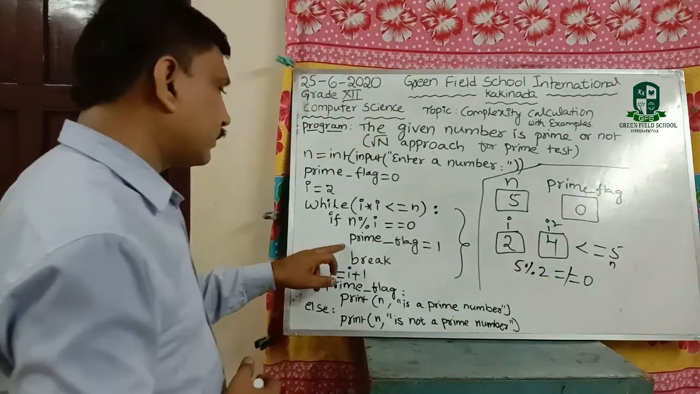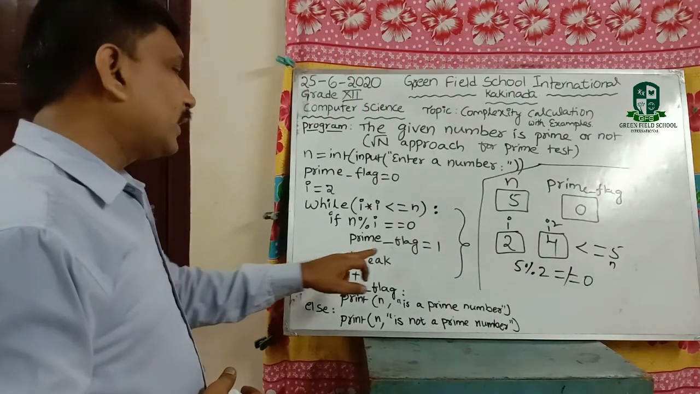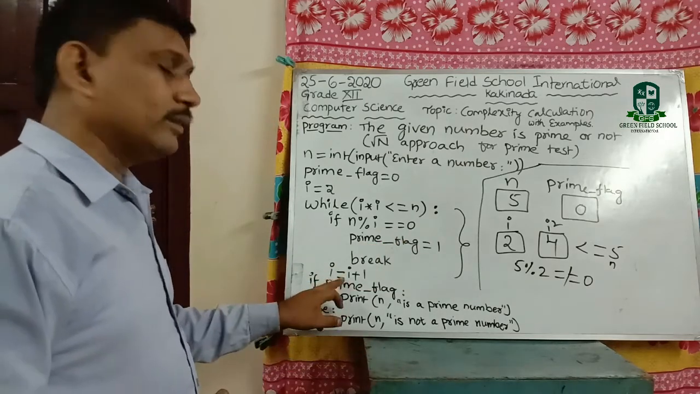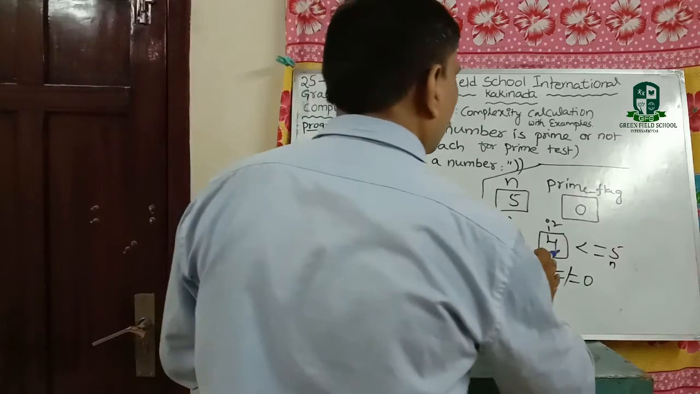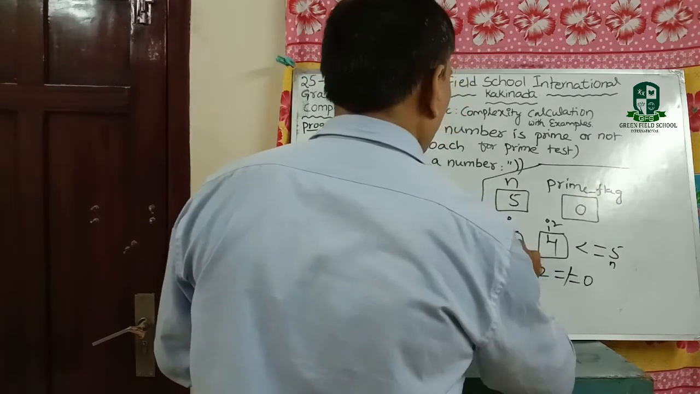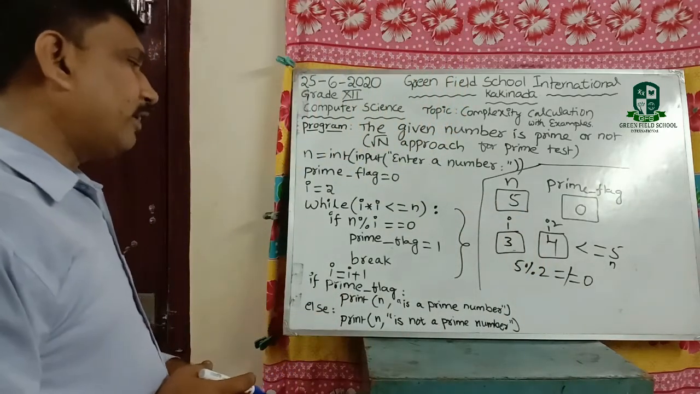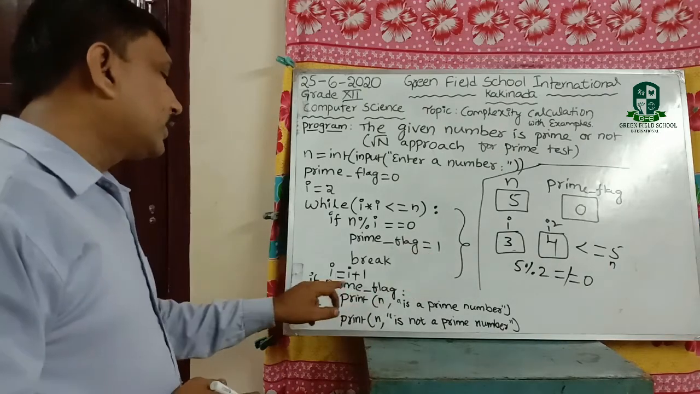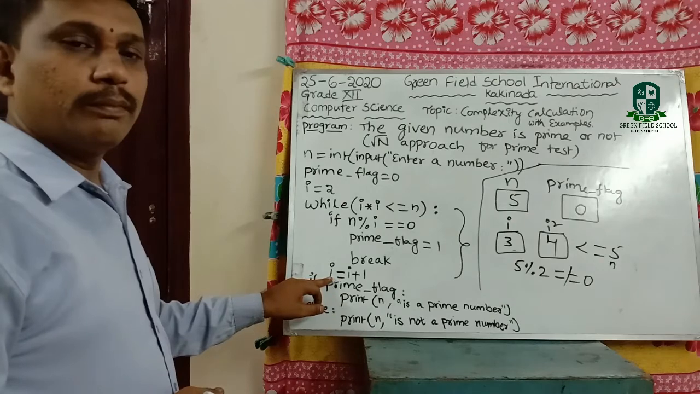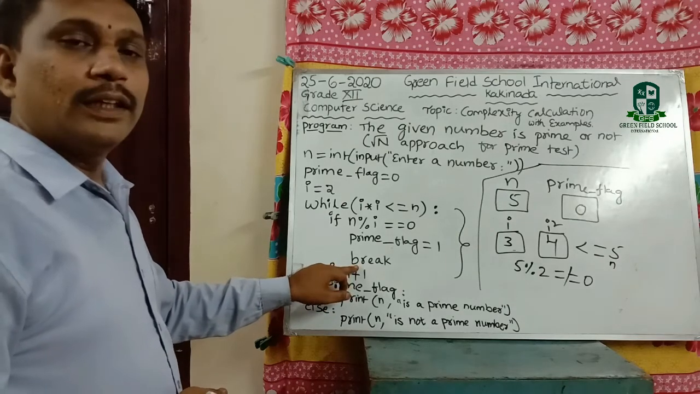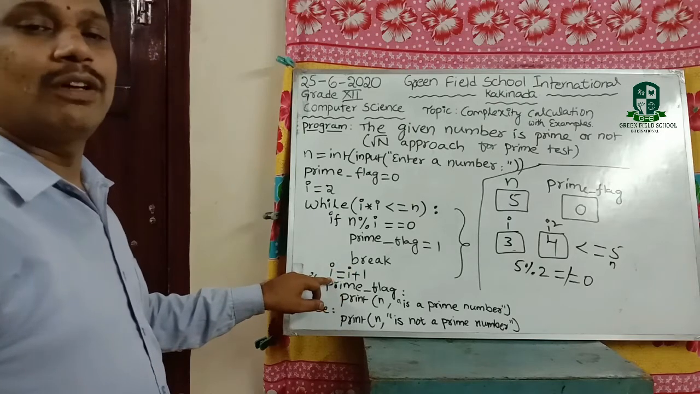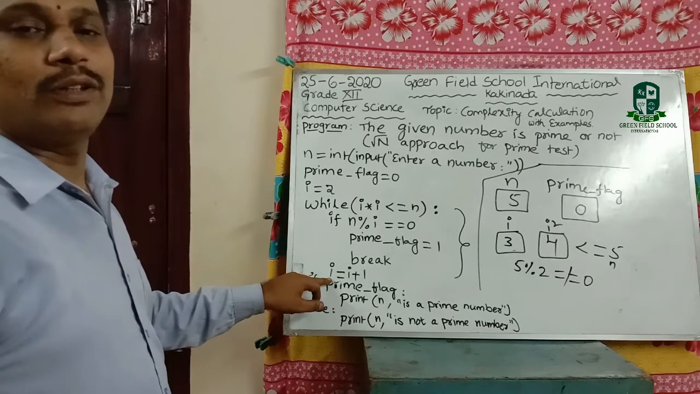Then, since the remainder is not equal to 0, i is equal to i plus 1, so i is changed to 3. Why? Because the prime flag is not set to 1 here, so we do not come under this break statement. Then again i is equal to i plus 1, meaning i is equal to 3.